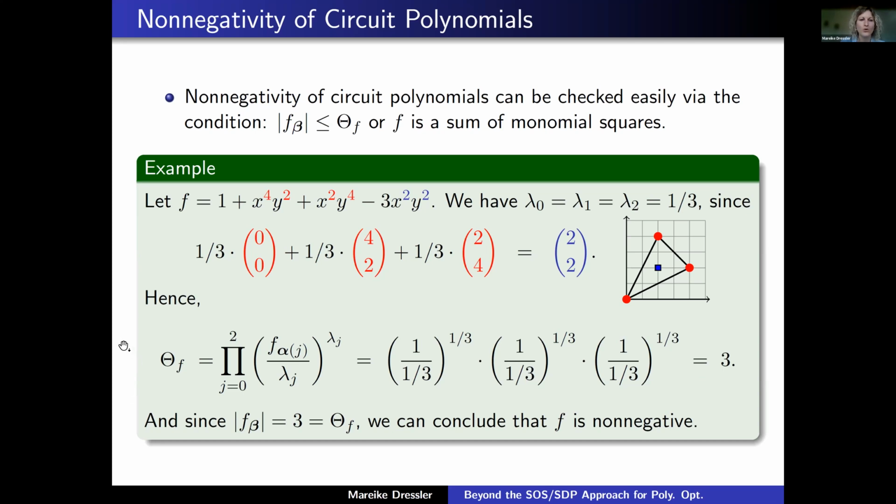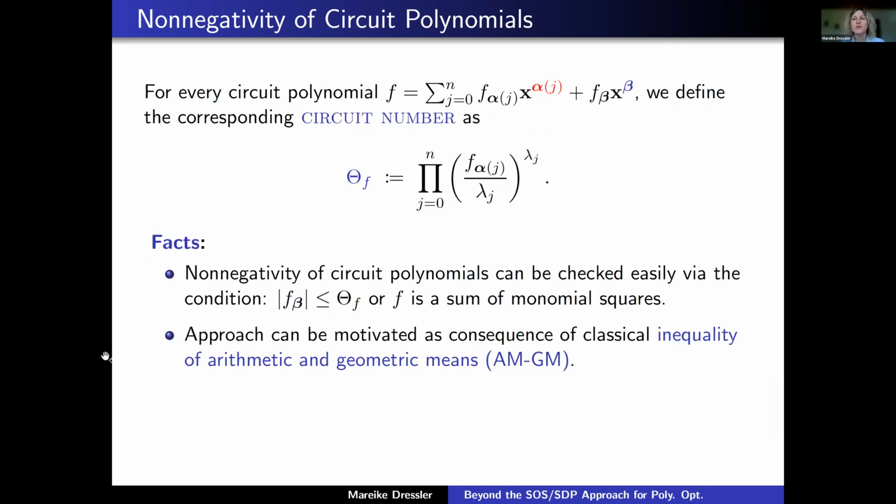All right. As James already said, I don't know if it was Monday or Tuesday, this approach can also be motivated as a consequence of the classical inequality of arithmetic and geometric means. So he showed you that the non-negativity of, for instance, the Motzkin polynomial can be shown rather easily via the AM-GM inequality. And this can be seen as a generalization of this approach.